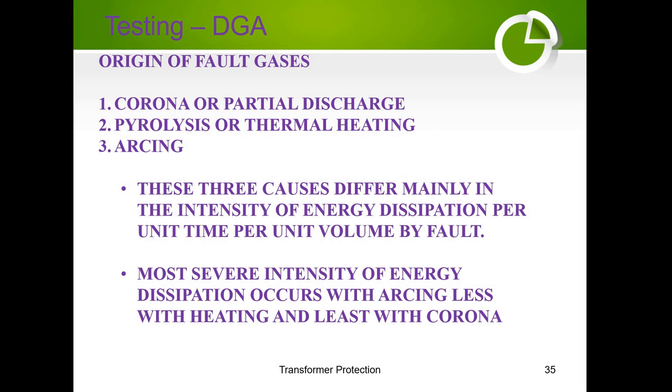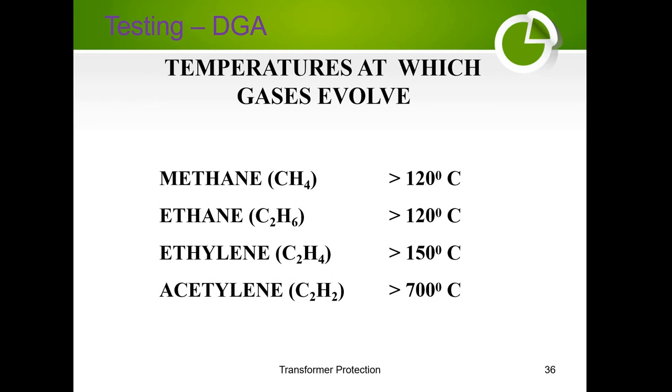Origin of the fault gases: corona or partial discharge, pyrolysis or thermal heating. These three causes differ mainly in the intensity of the energy dissipation per unit time per unit volume by the fault. The most severe intensity of energy dissipation occurs with arcing, less with heating, and the least with corona. Temperature at which the gases are involved: methane CH4 greater than 120 degrees Celsius, ethane greater than 120 degrees Celsius, ethylene 150 degrees Celsius, acetylene greater than 700.